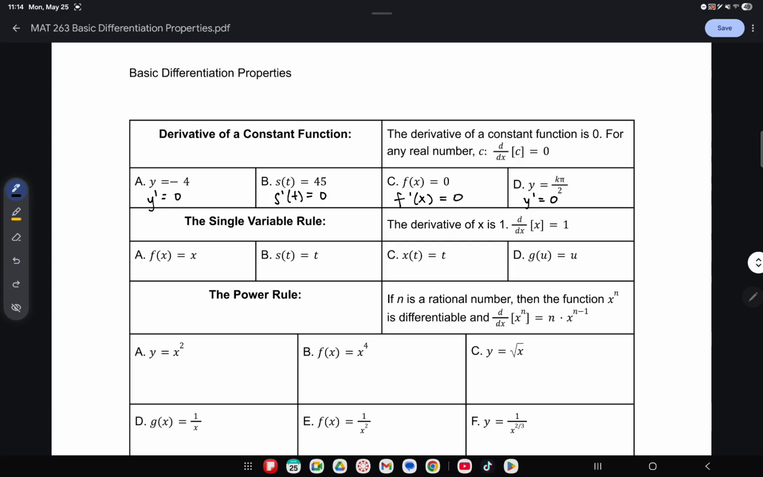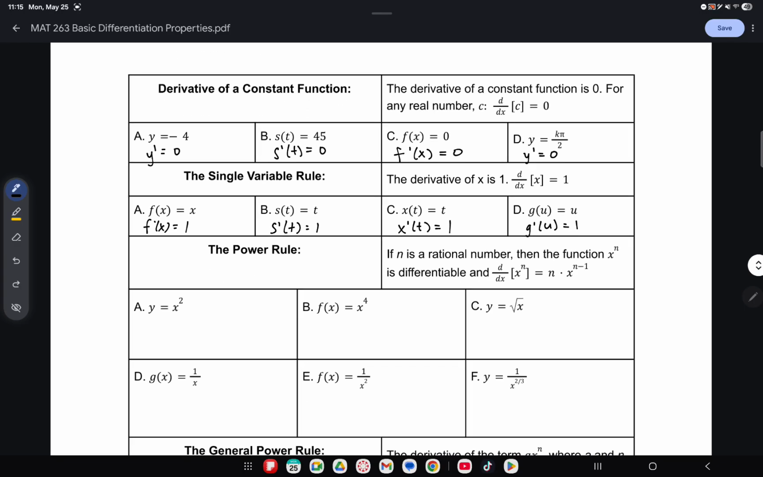The single variable rule: if I have just x, or just t, or any other variable by itself, then the derivative is 1. So f of x equals x. If I do the derivative, that's just 1. S of t equals t. The derivative is just 1. X of t equals t, so x prime of t is 1. And g of u is u, so g prime of u is 1.